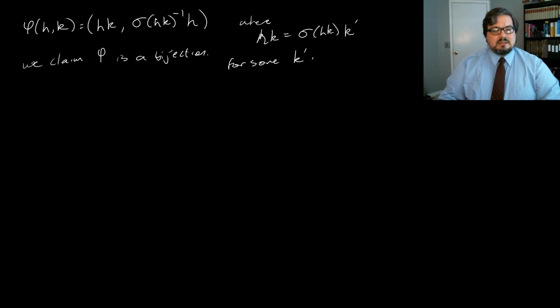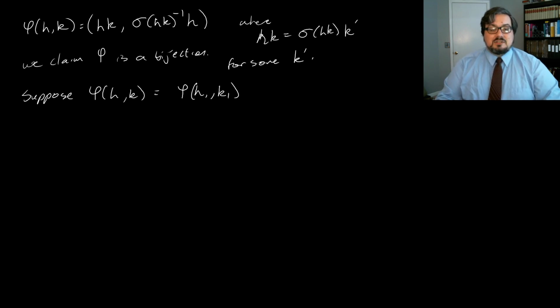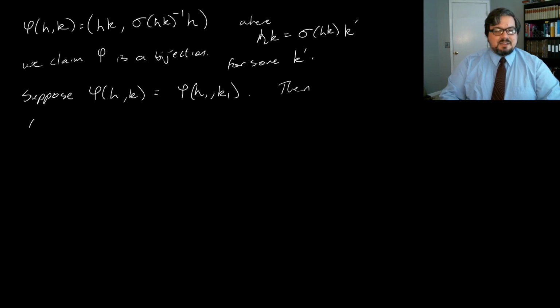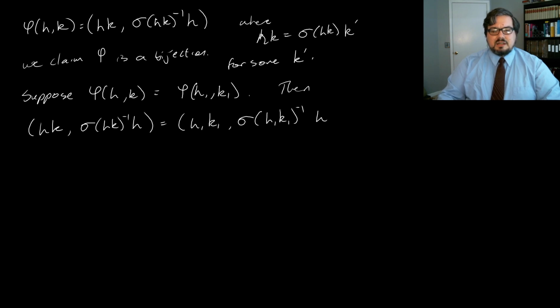Let's go through and see how that goes. So now let's suppose that phi of HK is equal to phi of H1 K1. Let's prove that it's injective. Let's assume that phi of HK equals phi of H1 K1. So then that means that (HK, phi of HK inverse H) equals (H1 K1, phi of H1 K1 inverse H).